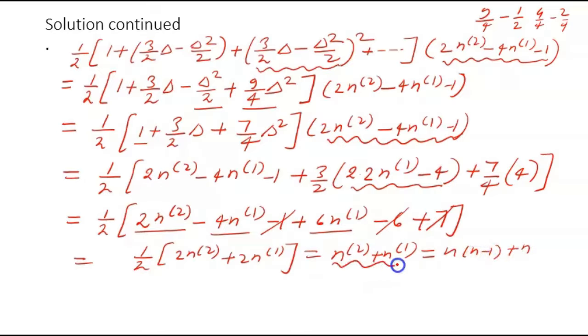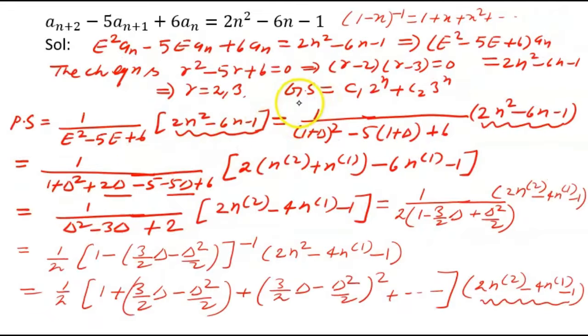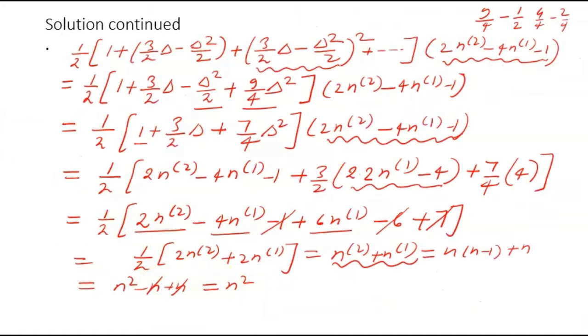If I change the factorial polynomial into the regular polynomial, I will get n square minus n plus n. So this cancels and we get n square. So this is what we have got. We have seen in the previous slide that my general solution was C1 2 to the power n plus C2 3 to the power n, right? So what will be the final answer? The final answer an will be C1 2 to the power n plus C2 3 to the power n plus n square. So this completes the solution of this problem.